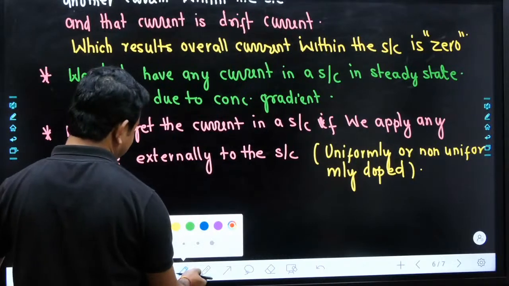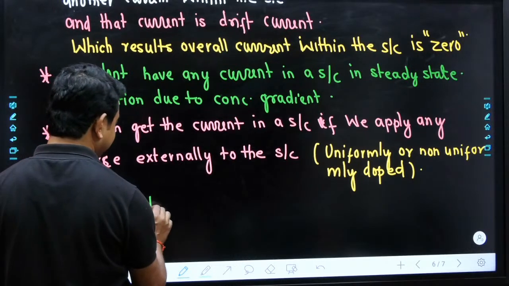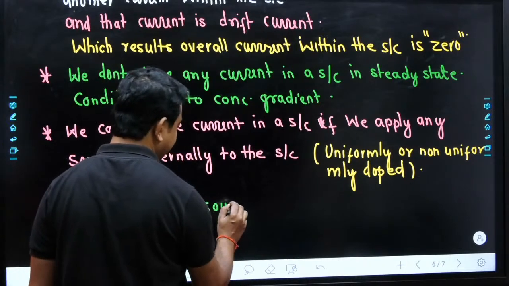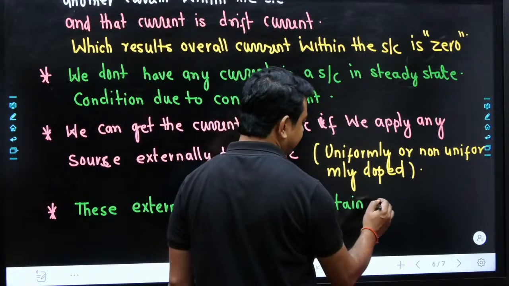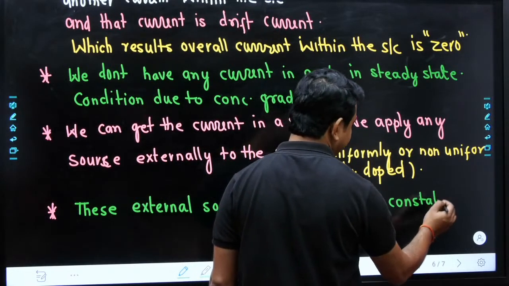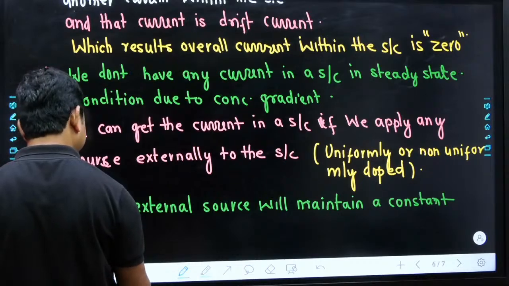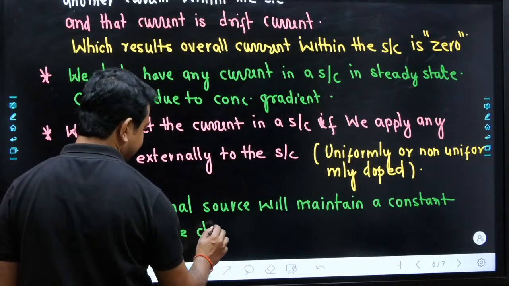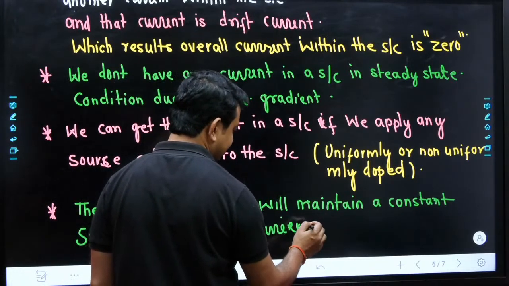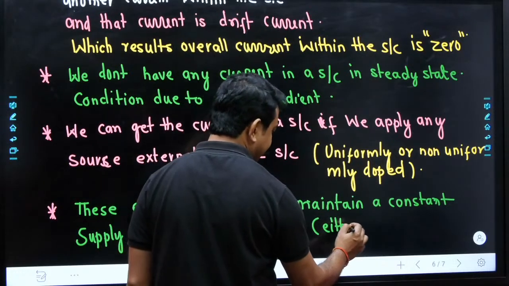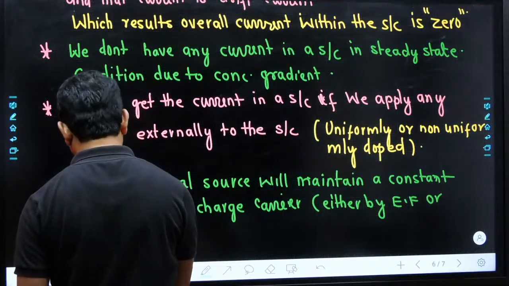So, I just write here, this external source will maintain a constant supply of the charge carriers, either by electric field or any other source.